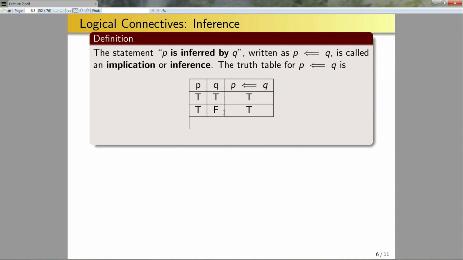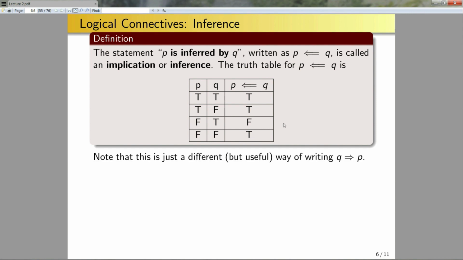If Q is false and P is true, I have true vacuously. And if Q is true and P is false, I have that the inference is false. And finally, if Q is false and P is true, I have that the inference is true vacuously. Notice that this is just a different but useful way of writing Q implies P. So explicitly, I just swapped the P and Q and swapped the direction of the arrow.